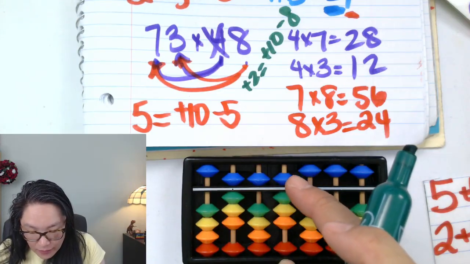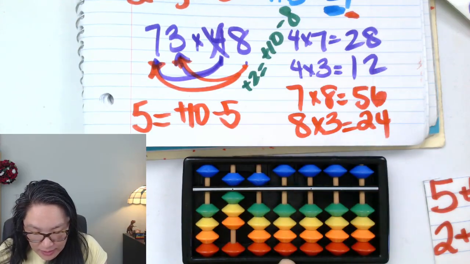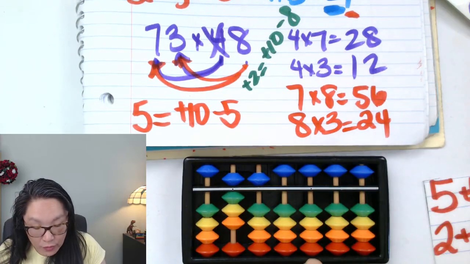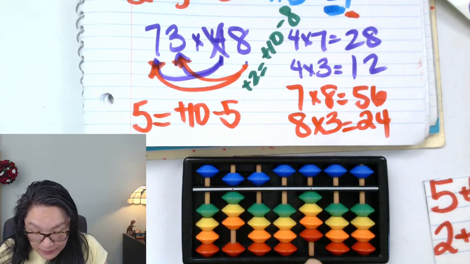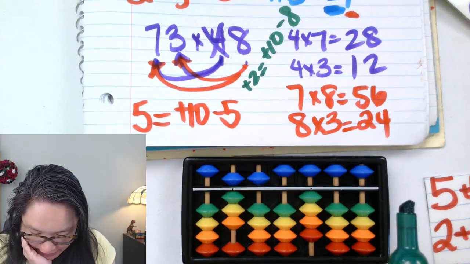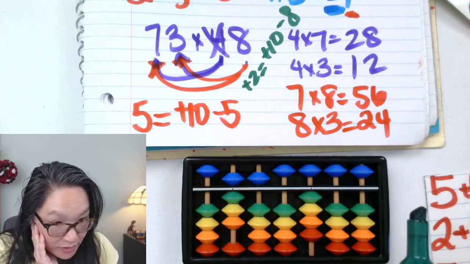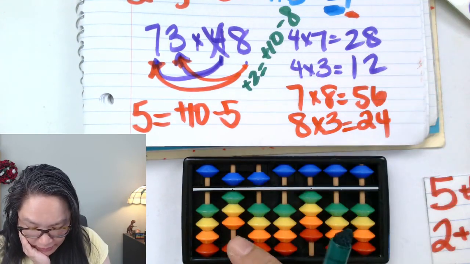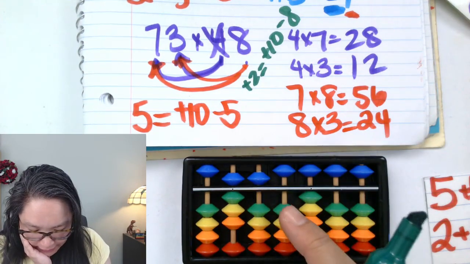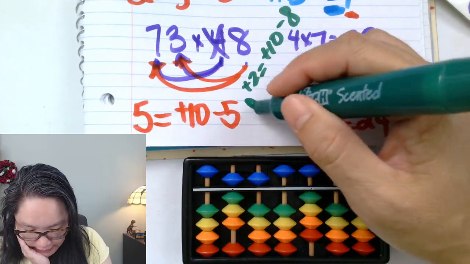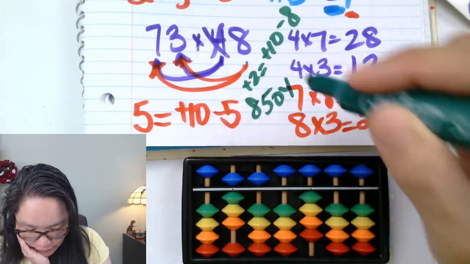Take away the 8. 5, 6, 7, 8. So I take away the 8. And then I add the 4. And that's what I did. That was a little bit more complicated than I anticipated. I apologize. Usually I have better questions that are a little bit easier. But my final answer is 8504.